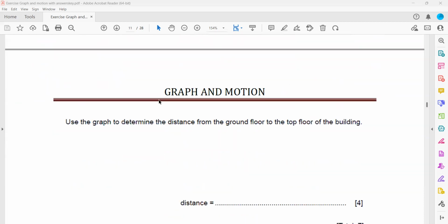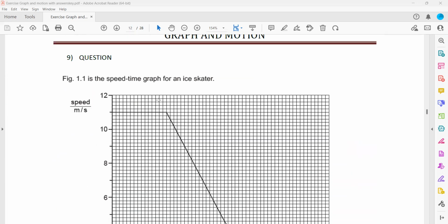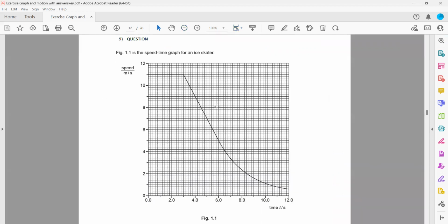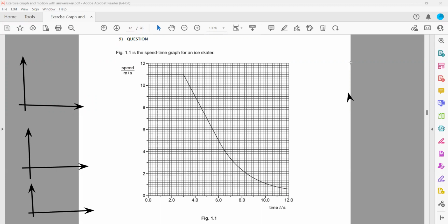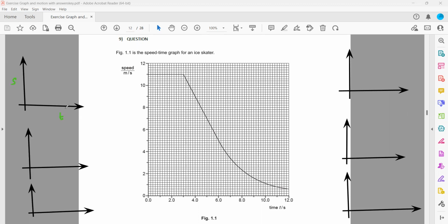Moving on to the next question. Question 9, figure 1.1 is a speed time graph. So look, for a speed time graph, there are different shapes of the graph depending on the condition. For example, if we have a speed time graph, on the x-axis we have speed, y-axis time.